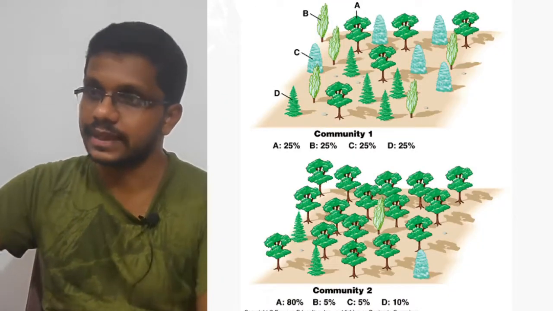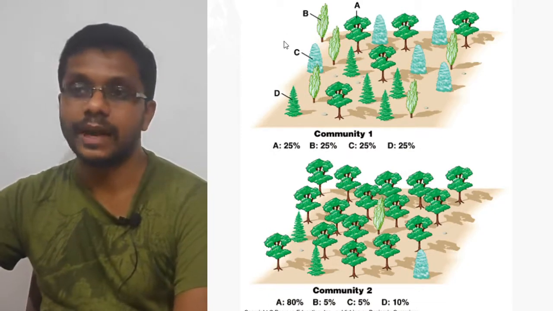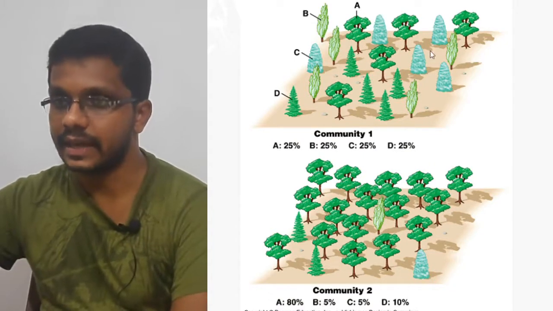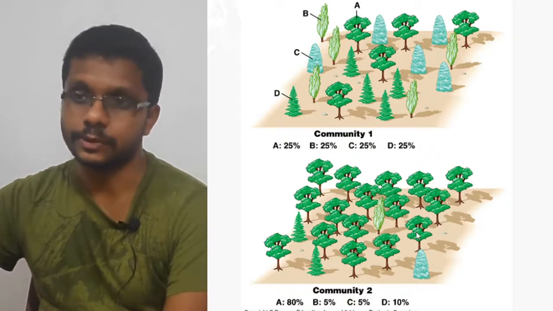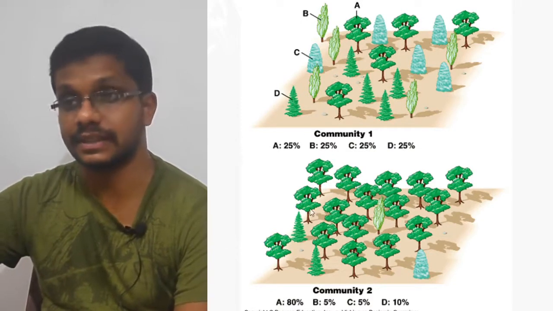This figure will explain it better. So here we have two different communities. Both of them have 20 individuals. The number of individuals is the same. Community 1 and community 2 have 20 individuals, and both of them have the same species richness.